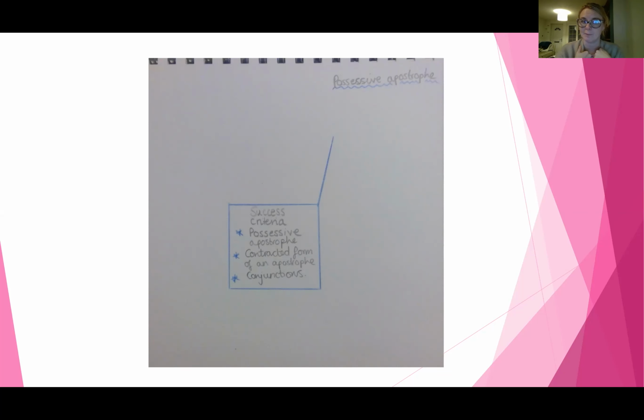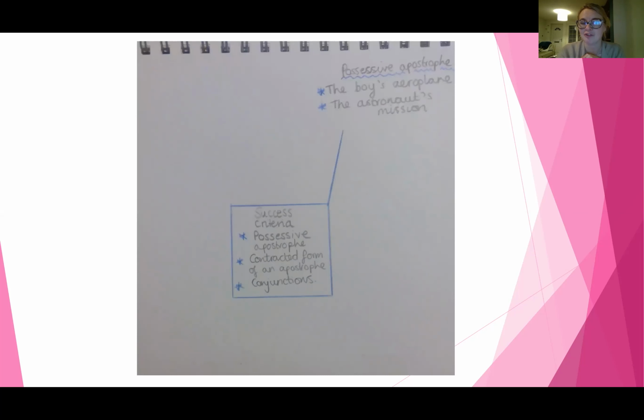So my examples are these. I wrote the boy's aeroplane. The aeroplane belonged to the boy. And I also wrote in my writing the astronaut's mission, because the mission belonged to the astronaut. So can you now pause the video, read through your writing, and have a look where are some examples that you have used the possessive apostrophe? Off you go.